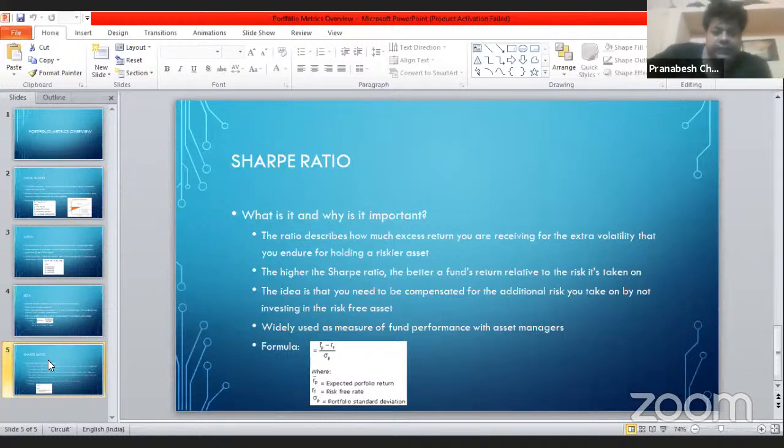So Sharpe ratio, what it is and why is it important? This ratio describes how much excess return you are receiving for the extra volatility that you endure for holding a riskier asset. The higher the Sharpe ratio, the better a fund's return relative to the risk it has taken on. The idea is that you need to be compensated for any additional risk that you take on by not investing in the risk-free asset. So it is based on your risk-free rate, what your returns are.